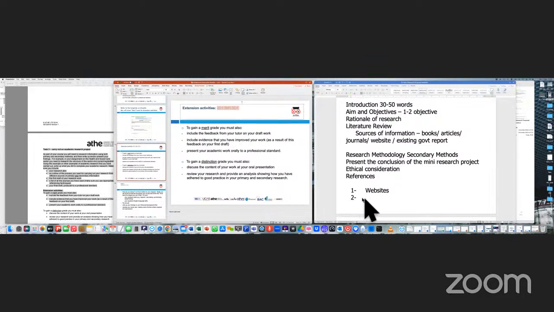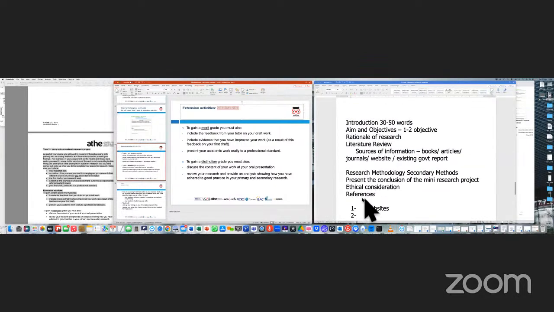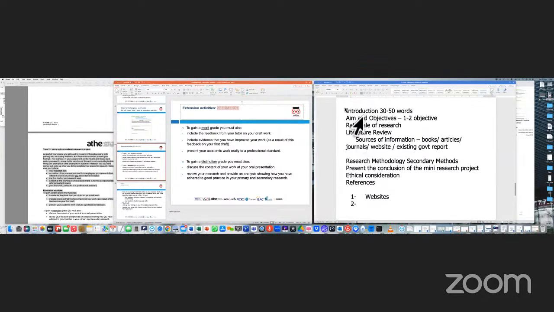Depending on if you're hitting the criteria of the merit activities and the distinction activities, what I would do is write up my report to a professional standard and tailor it to these 5 headings.